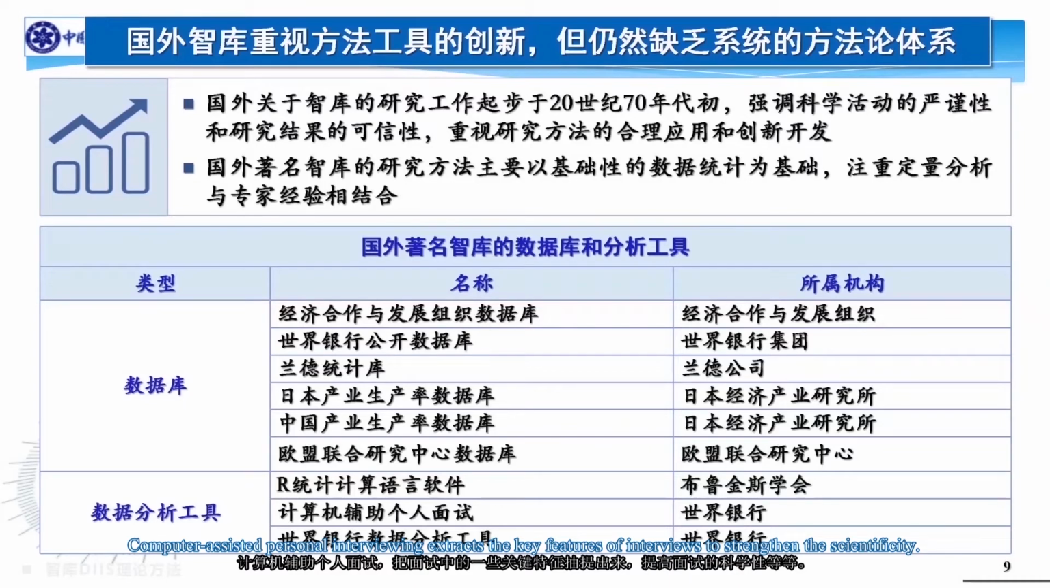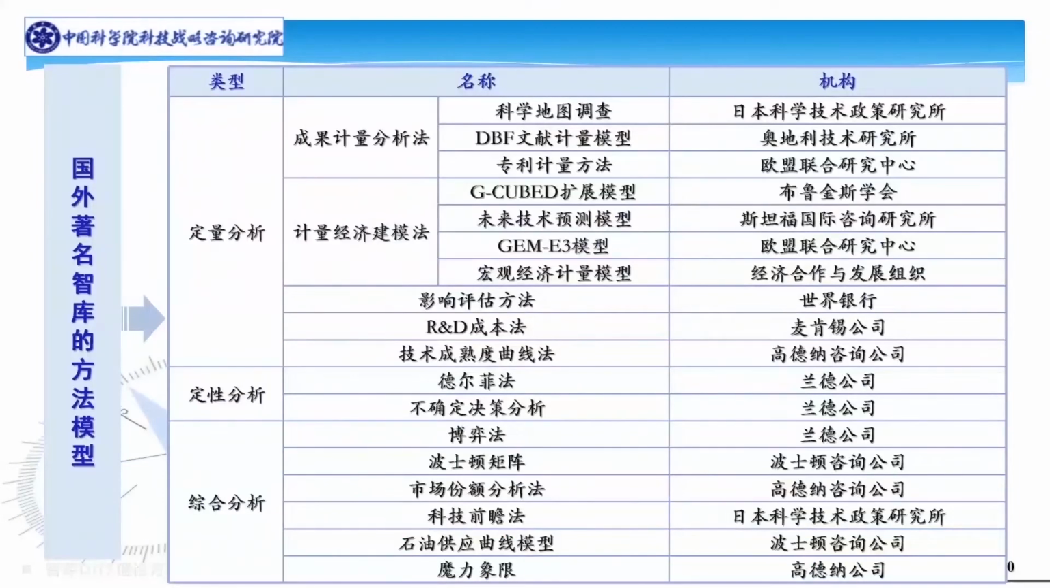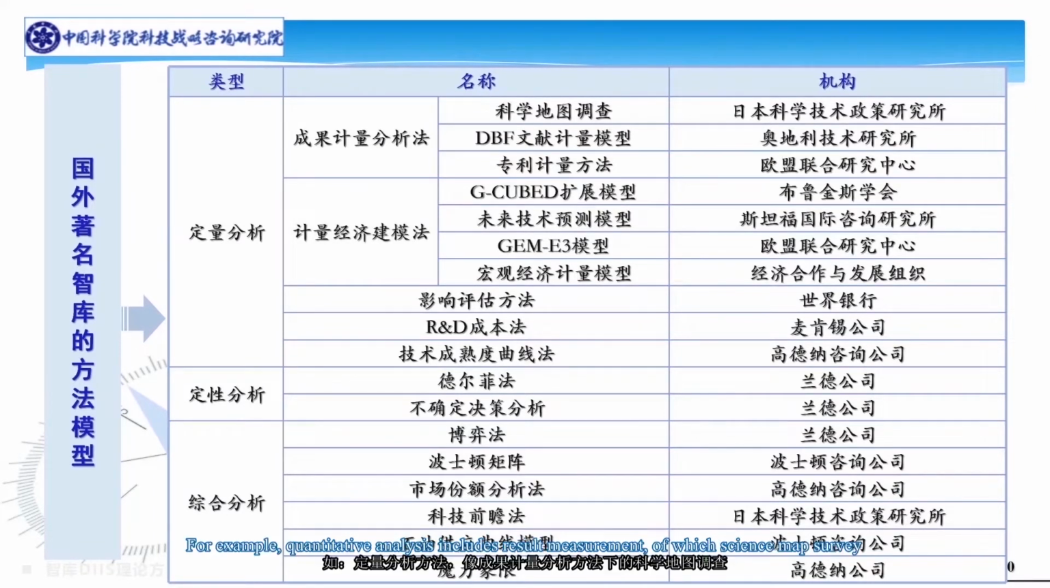Computer-assisted personal interviewing extracts the key features of interviews to strengthen the scientificity. From method models in three categories, famous think tanks have famous research methods. For example, quantitative analysis includes result measurement, of which the Science Map Survey explains the knowledge structure of science.